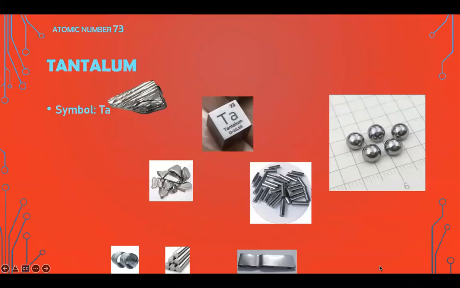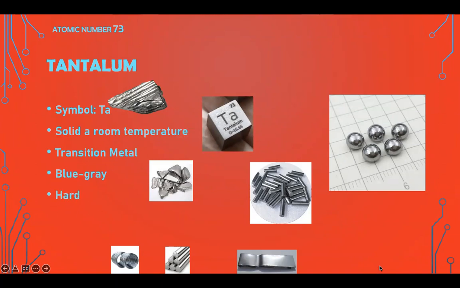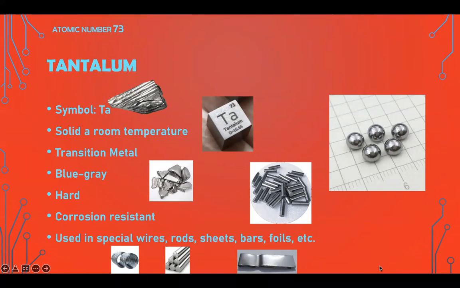Tantalum. Tantalum symbol is Ta. It is a solid at room temperature. It's a transition metal again. Tantalum has a bluish gray color. I really like it. It is pretty hard. Tantalum is also corrosion resistant. And it is used in special wires, sheets, bars, tantalum foil, etc.